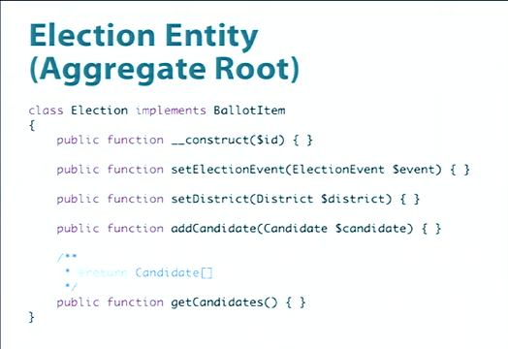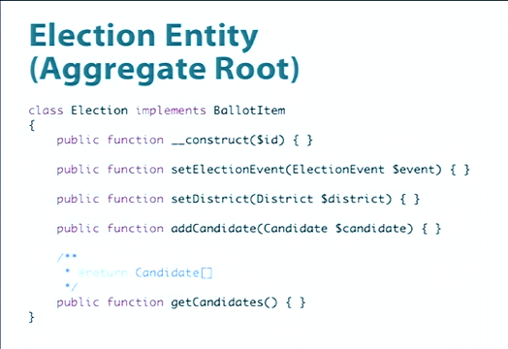Remember, entities are responsible for what two things? They're responsible for identity and life cycle. When we construct an entity, we're giving it an identity. We're saying, here's your identity. Life cycle is things like what election event does it belong to? So we have a set election event method. We have a set district method because we need to know what district this election belongs to.